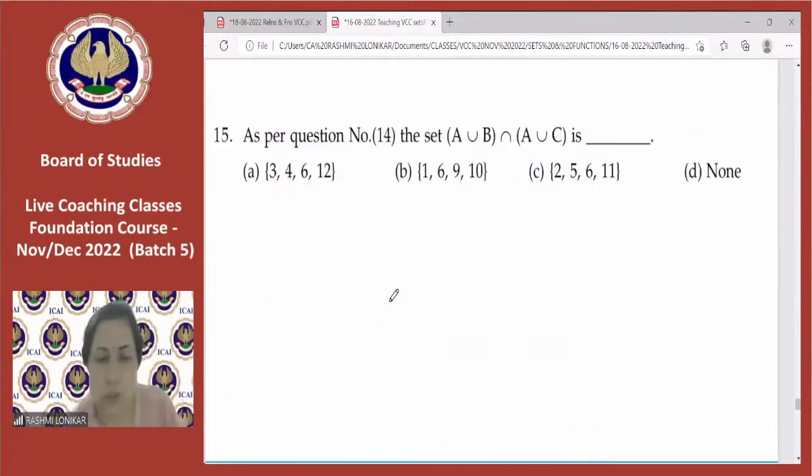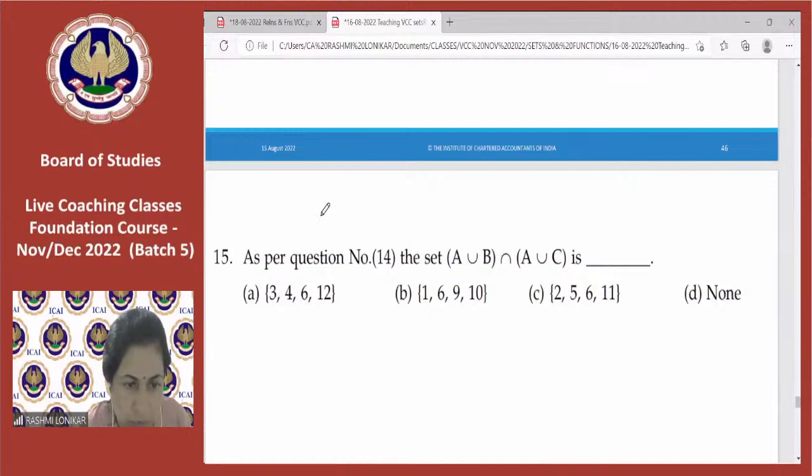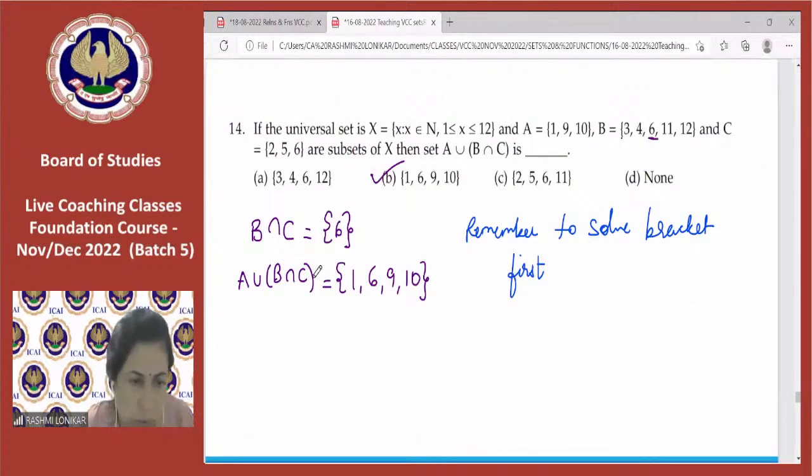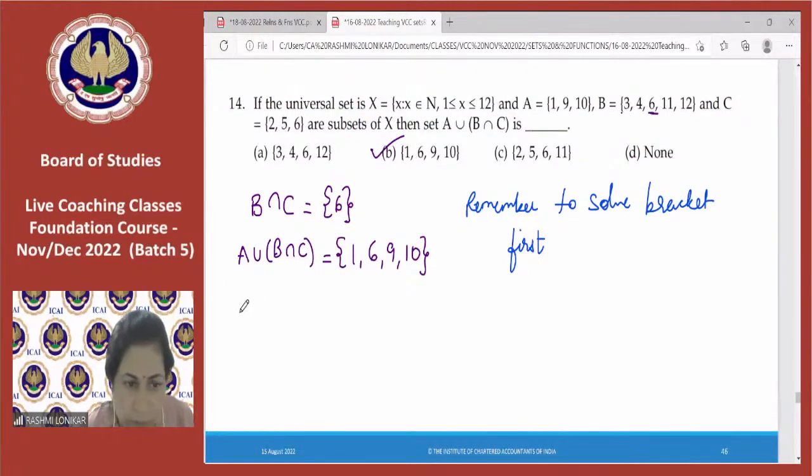Now let us go to the next sum. As per question 14, the set A union B intersection A union C is. Okay, let us first find out A union B and then A union C. Okay, what is A union B? A union B for the 15th sum is 1, 3, 4, 6, 9, 10, 11, 12.